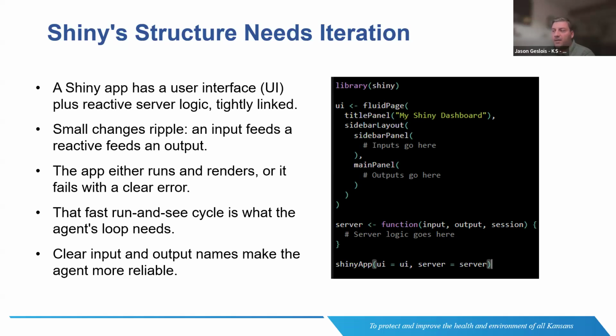And because everything is connected, a small change tends to ripple. So you add an input that feeds a reactive expression, which feeds an output, and the agent has to reason about that chain. The helpful part is the feedback. When you run a Shiny app, it either starts and renders or it fails with a fairly specific error. That quick run-and-see cycle is exactly what the observe step needs. One practical tip is that if you name your inputs and outputs clearly, the agent can trace the reactive chain much more reliably. Vague names would make it guess.